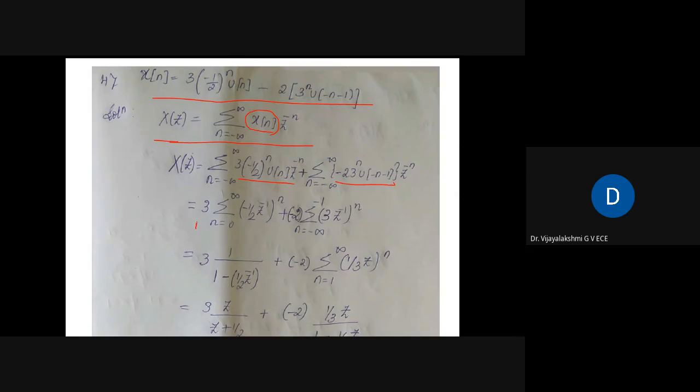Now the first term: 3 into minus 1 divided by 2, whole raised to n, is multiplied by the unit step function. The unit step function is defined for 0 to infinity, so the index in the summation now ranges from 0 to infinity. 3 is a constant I have taken outside, and here they have common powers, so I have combined minus 1 by 2 into z power minus 1 whole raised to n.